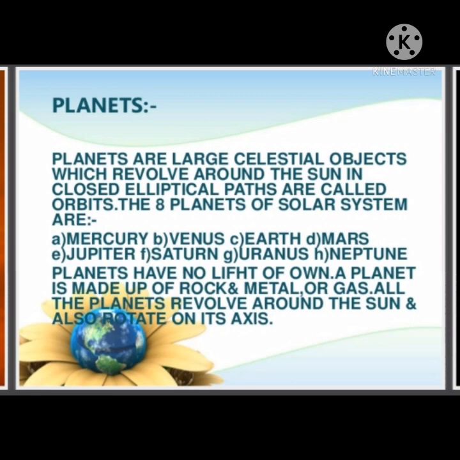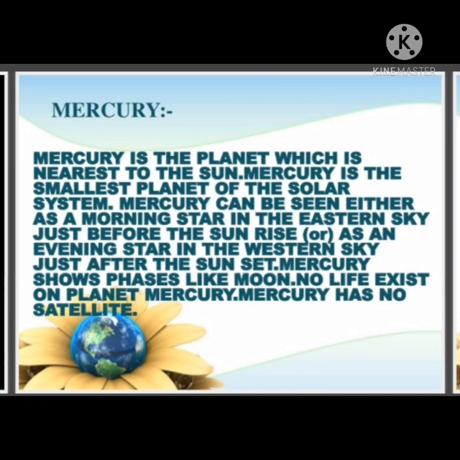Next, let us discuss Mercury. Mercury is the planet nearest to the sun. Mercury is the smallest planet in the solar system. It can be seen either as a morning star in the eastern sky just before sunrise, or as an evening star in the western sky just after sunset. Mercury shows phases like the moon. No life exists on this planet. It is very near to the sun and very hot, so no life exists on it. Mercury has no satellite.